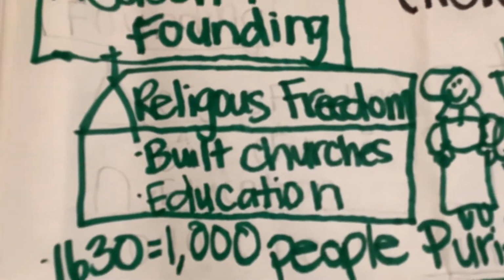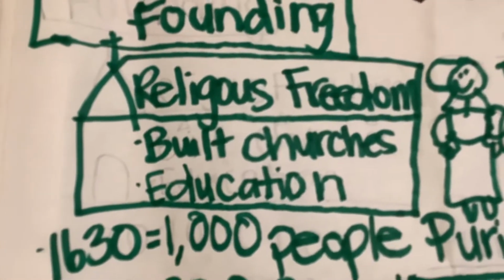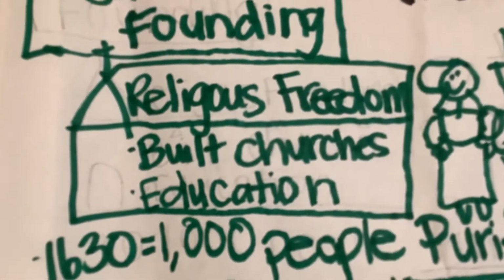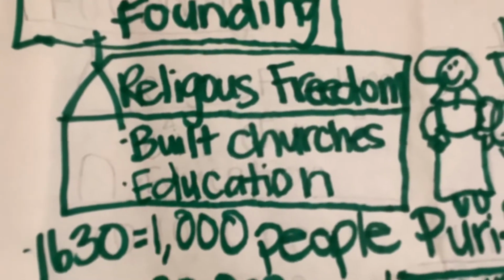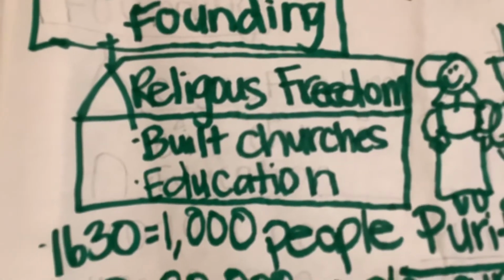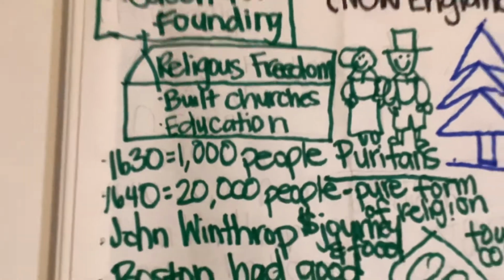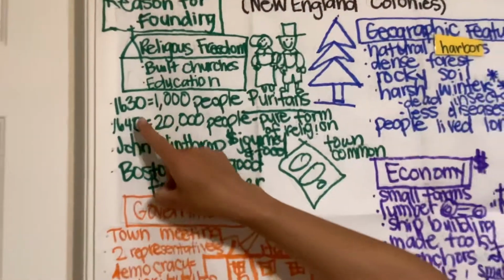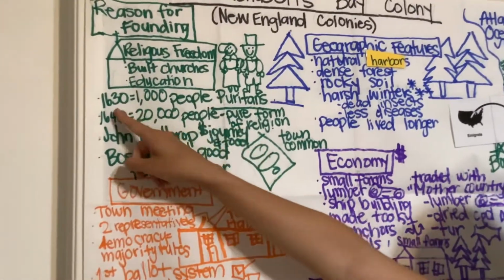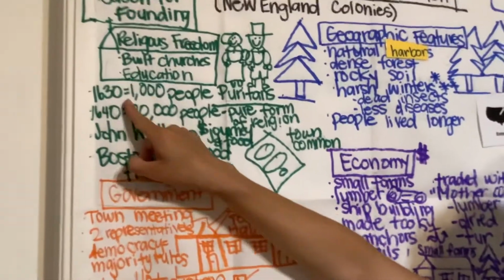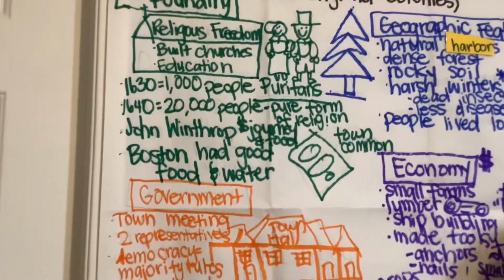And when they were in the Massachusetts Bay Colony, they built churches. Read that with me. Built churches. And they also had education. Say that with me. Education. Now, the Massachusetts Bay Colony was founded in 1630 with 1,000 people. Read this with me. 1630, 1,000 people.